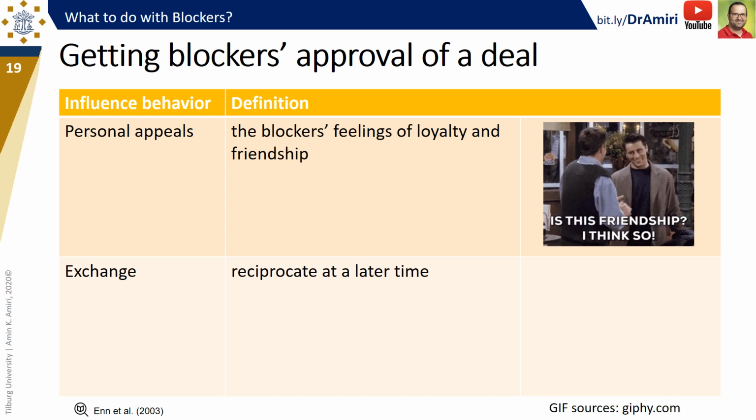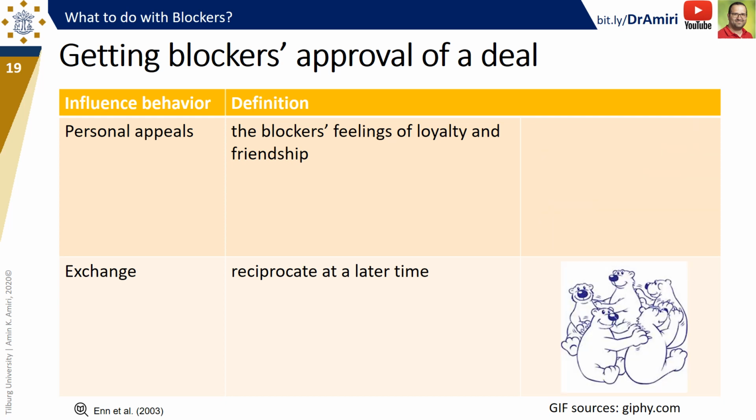A fifth approach is exchange, following the motto of you scratch my back, I scratch your back later. The CIO offers an exchange of favors. He or she indicates willingness to reciprocate at a later time. The CIO may promise a share of the benefits if the blocker helps get the approval of a proposal.